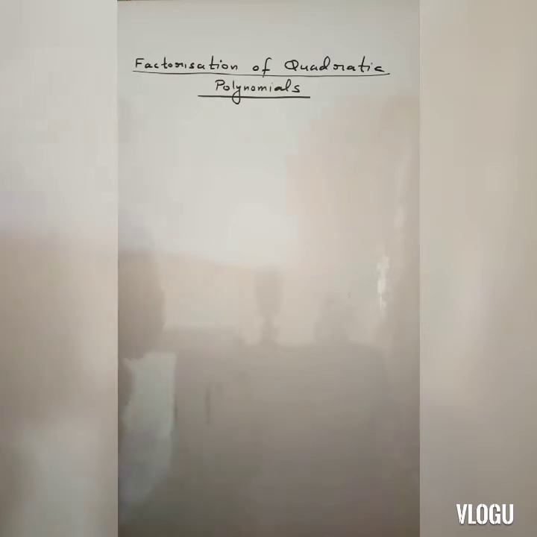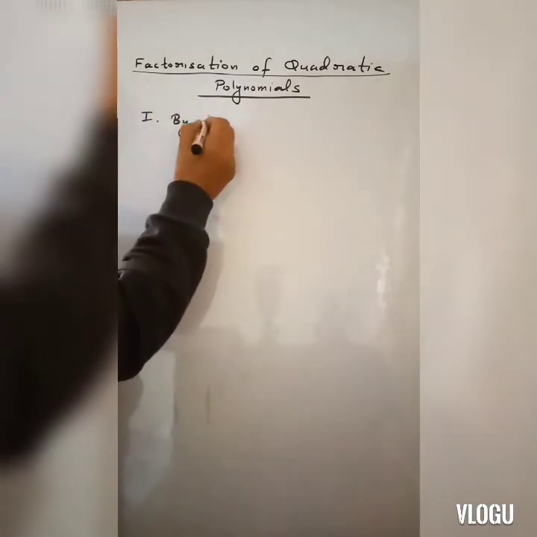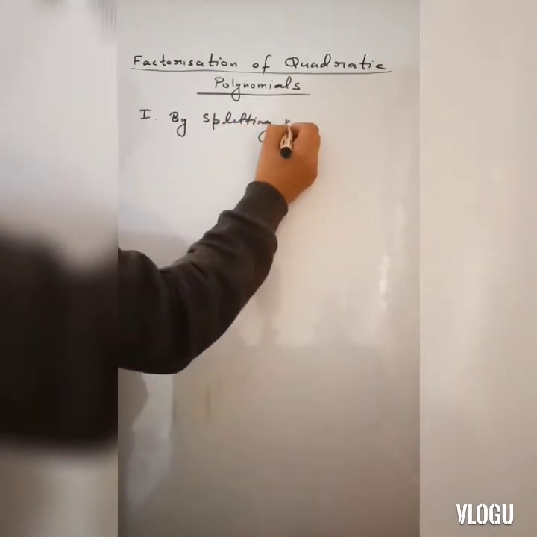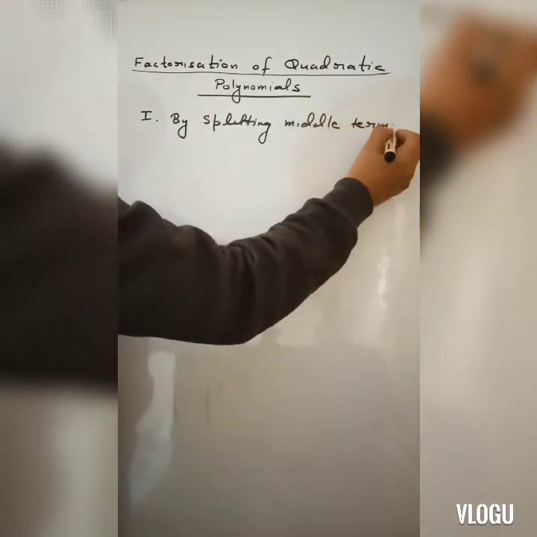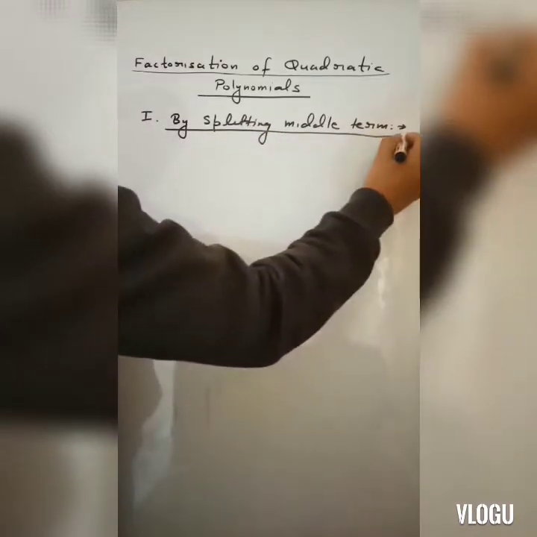Okay, I will explain with an example. To factorize a quadratic polynomial, we have one method. The name of the method is splitting the middle term. So we'll start with this. We'll learn first how we can split the middle term.